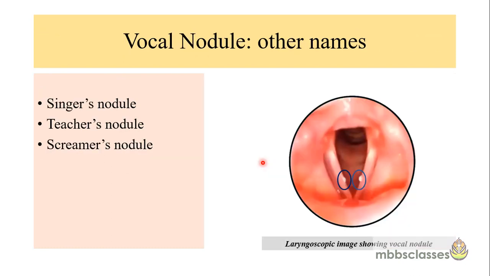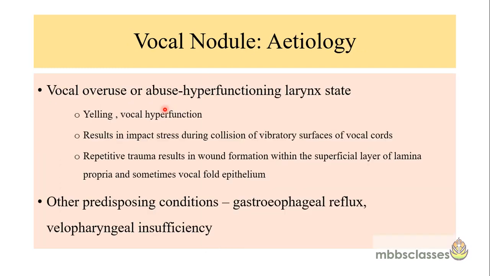The vocal nodule is also known by other names. It is also called singer's nodule, teacher's nodule, or screamer's nodule, as it is commonly found in people belonging to these professions, and these groups of professionals are most commonly subjected to the overuse of voice. So if you see the etiology of the vocal nodule, we know that it occurs as a result of overuse or abuse of the voice.